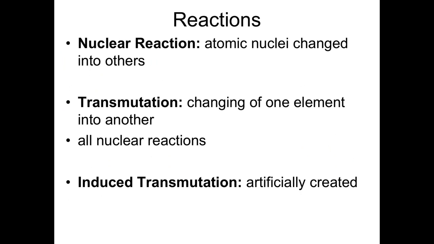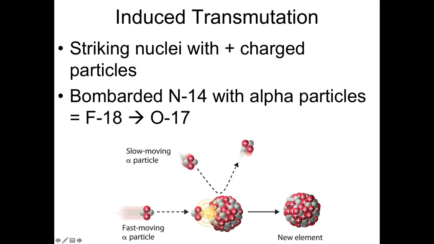Moving into nuclear. There are different reactions that can occur when it comes to nuclear reactions. A nuclear reaction is when you have atomic nuclei and they're changed into others. Transmutation means changing one element to another. All nuclear reactions are a transmutation. And then induced transmutation is artificially created. I think induced transmutations are pretty cool.